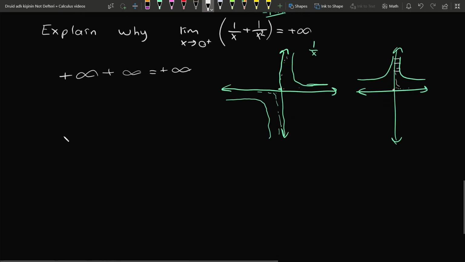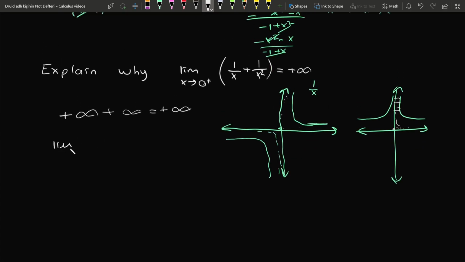The better way to write this down, it's easy to see it like this, but if you want to show your work, you will say that this is equal to the limit of 1 over x plus the limit of 1 over x squared. And since this is equal to infinity, and this is also equal to infinity, we will say this is equal to infinity.